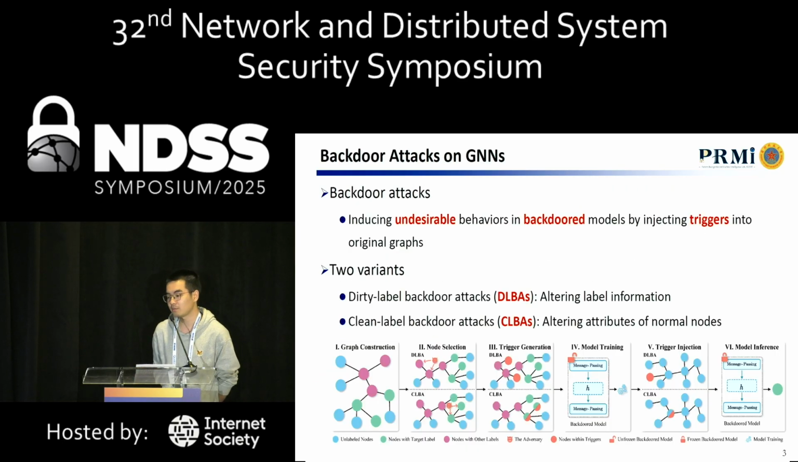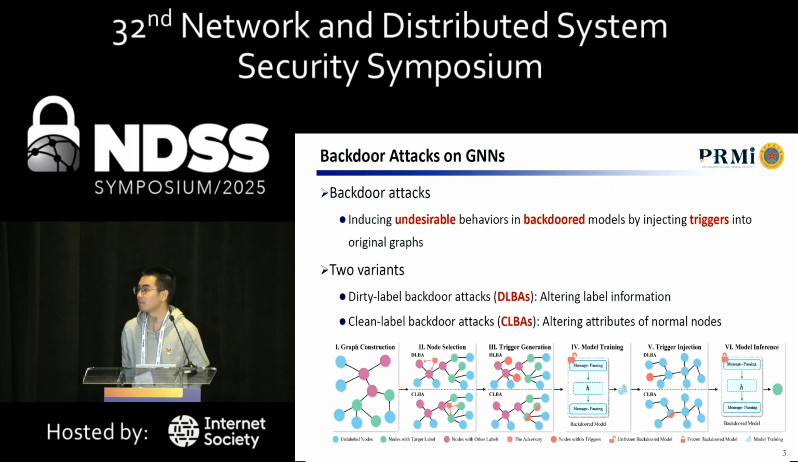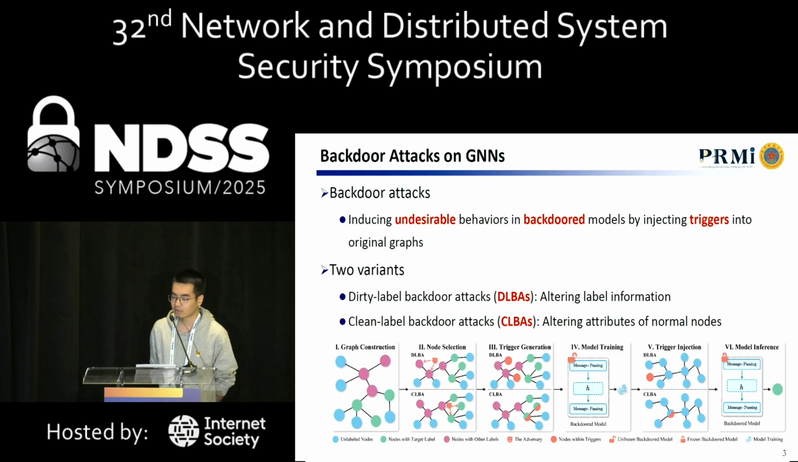However, backdoor attacks have emerged as a major threat to GNN-based applications. These attacks manipulate the model's behavior by injecting hidden triggers into the clean graph, making the model output incorrect predictions. We can categorize these attacks into two types. Dirty label backdoor attacks change the graph data and alter label information of certain nodes. This forces the model to associate injected triggers with a specific target label when training.